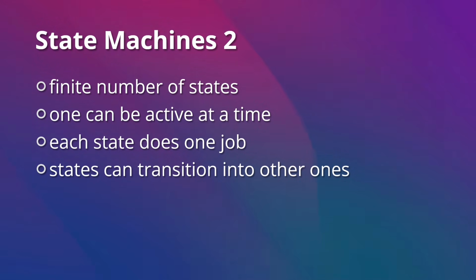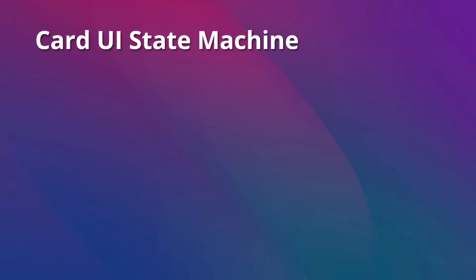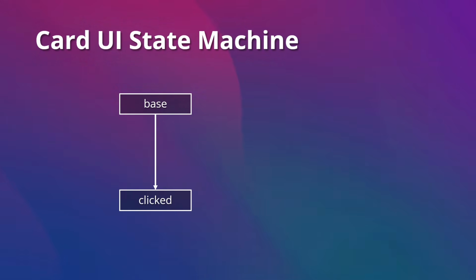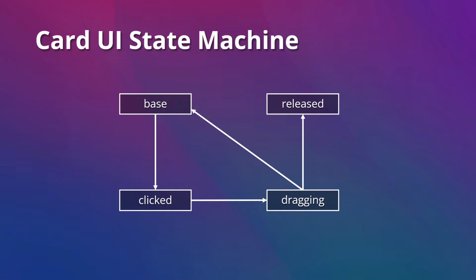So how does that work in our game? If we take a look at the most basic form of the CardUI state machine, we'll have a starting state, which we can call the base state. From the base state, we can go into the clicked state. From the clicked, we can go into dragging. And from the dragging, we can either go to the released state or back to the base state. And last but not least, from the release state, we can go back to the base state.